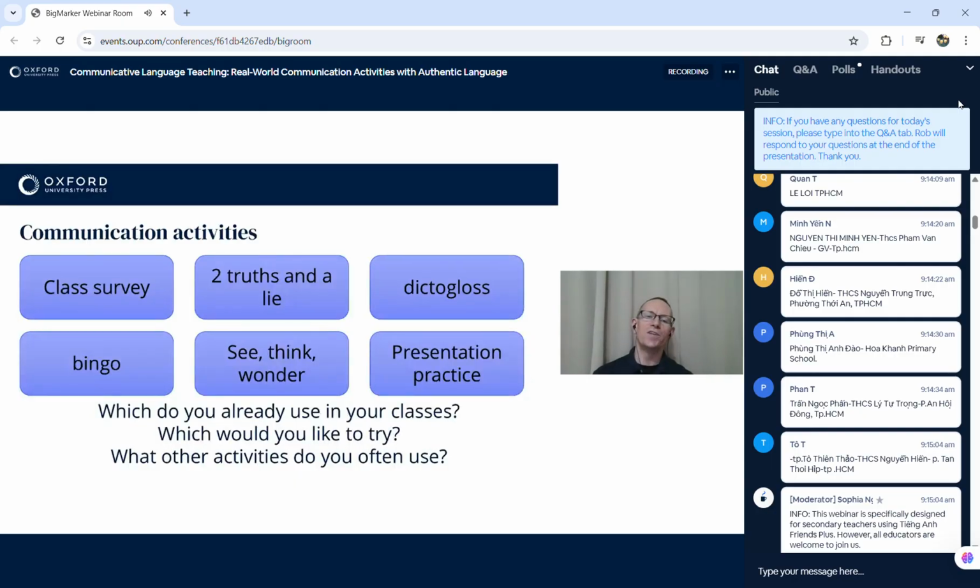So those were the communication activities I introduced today. We did a class survey. We practiced 2 truths and a lie. We did Dictogloss, bingo, see, think and wonder, and a little presentation practice at the end.